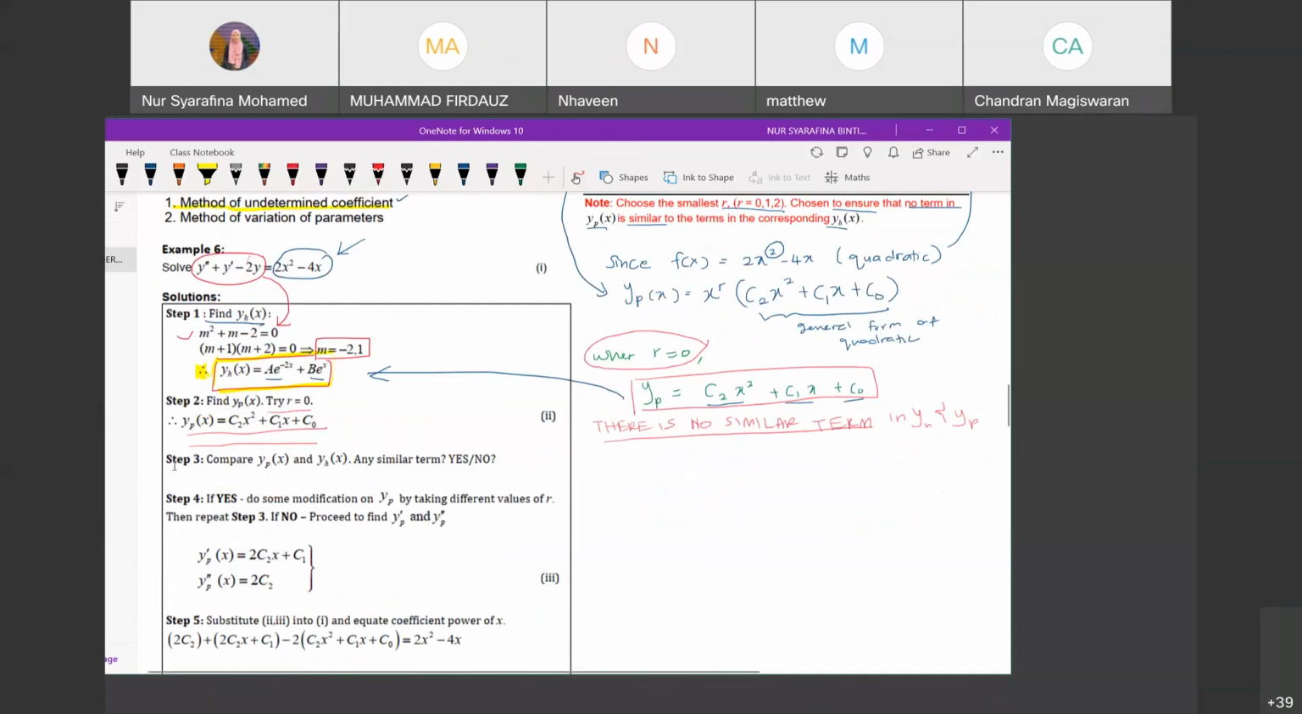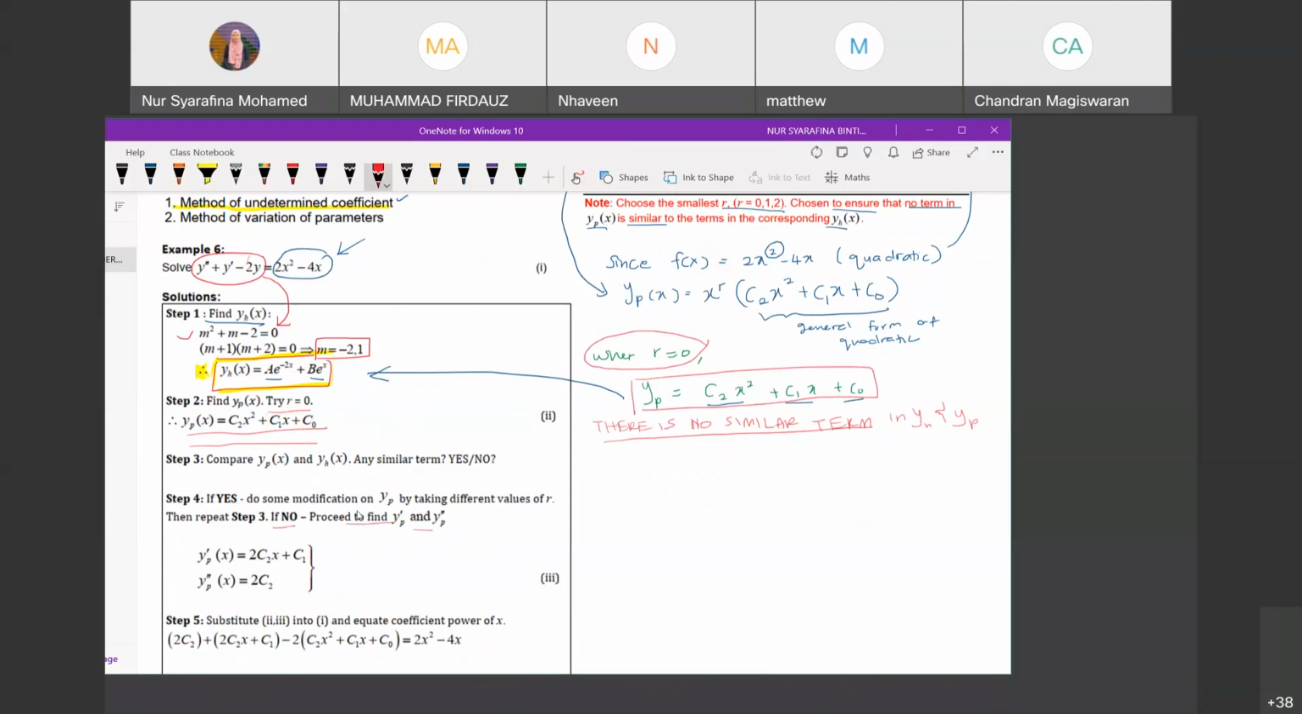Okay, as you can see, compare YP and YH. Any similar term? Yes or no? If yes, we need to do some modification. Okay, after this, let's discuss similarity in YH and YP. But for this example, there is no similar term. Now, if no, proceed to find YP prime and YP double prime.